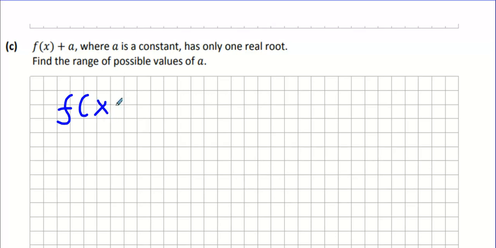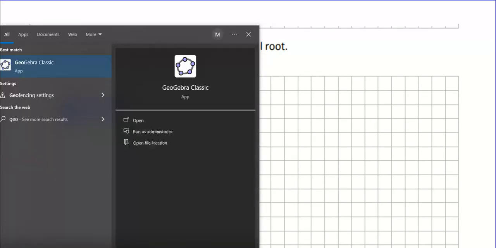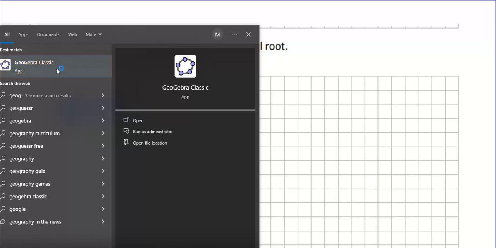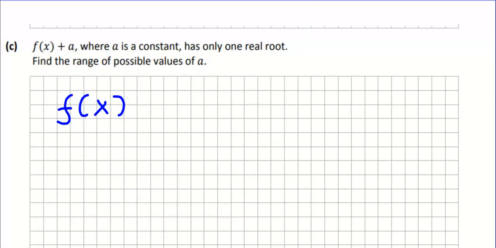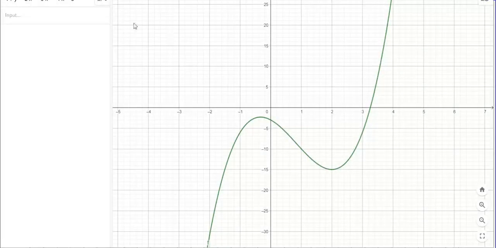Okay, ready for this? We're going to take out GeoGebra as well, just to show you what exactly is going on. Let's look at this. This is our function here. Everybody see it? Now I'm going to draw something similar in a second, and I'm going to show you what we're looking to do.